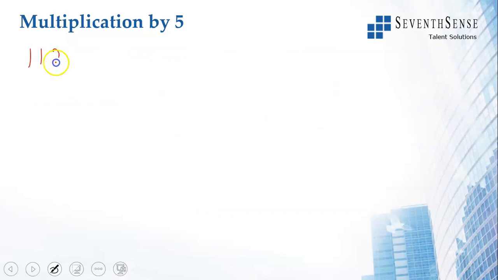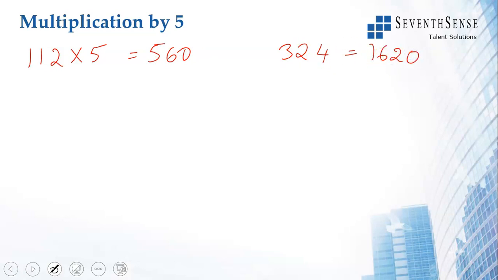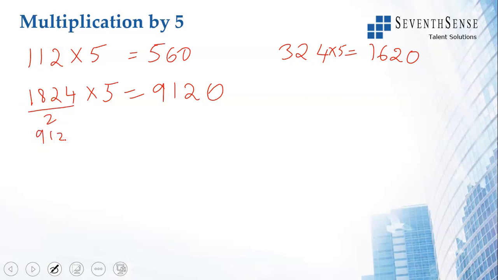Let us look at 112 into 5. 112 by 2 is 56, add a 0, 560. 324 into 5. 324 by 2 is 162, 162 into 10, 1620. 1824 into 5. So 1824 you divide by 2, which is 912. 9120. How did I do it? 912, right? So 9120.